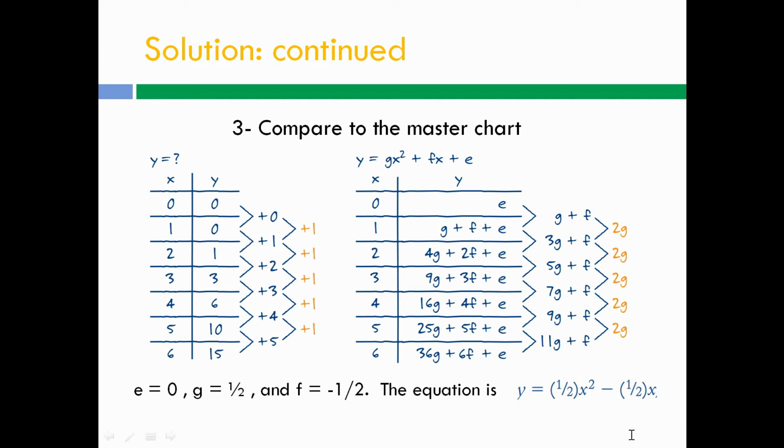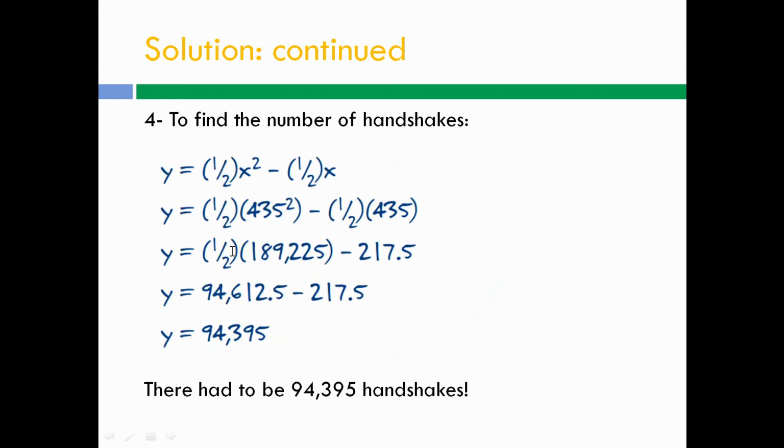Now we are not done because the question was how many handshakes. The number of representatives is 435 and y represents the number of handshakes. So you'll find the value for y when x equals 435. Plug it in this equation and you'll find that there are 94,395 handshakes that took place.